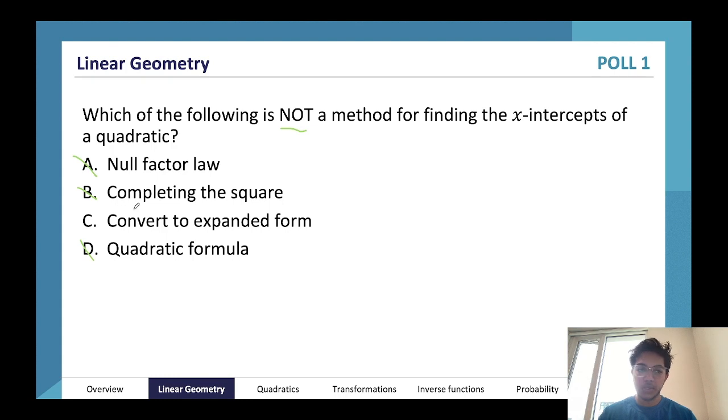But the one way to not do it is to convert it to expanded form. It's really difficult from doing that, so try not to ever do that. If you don't understand what the rest of these are, at least take this away with you. Then in the next couple slides, we can get into how to do the rest, so then you know the right way of finding the x-intercepts.